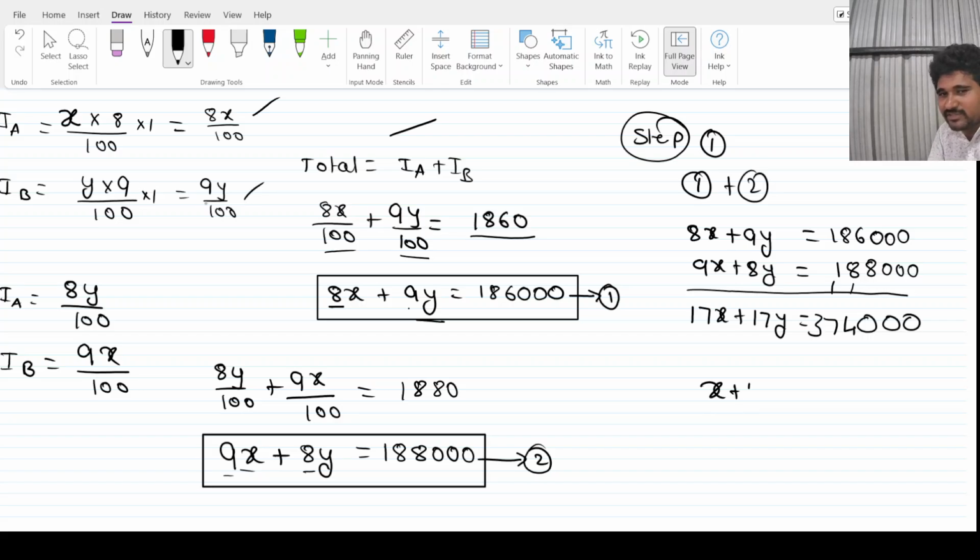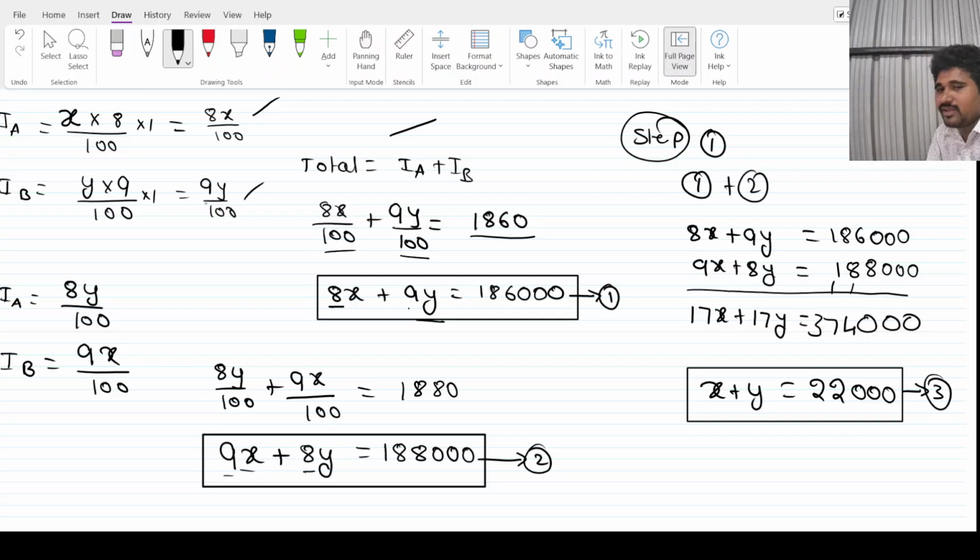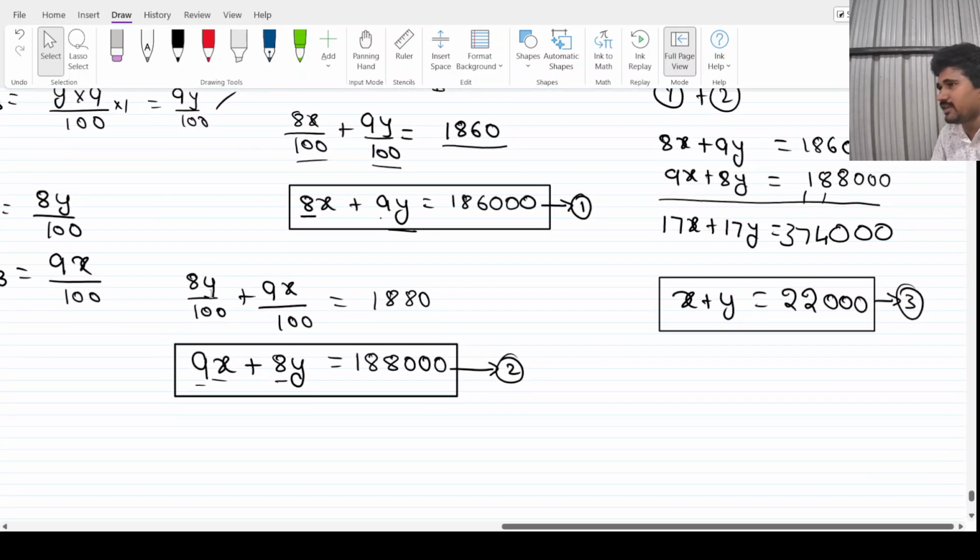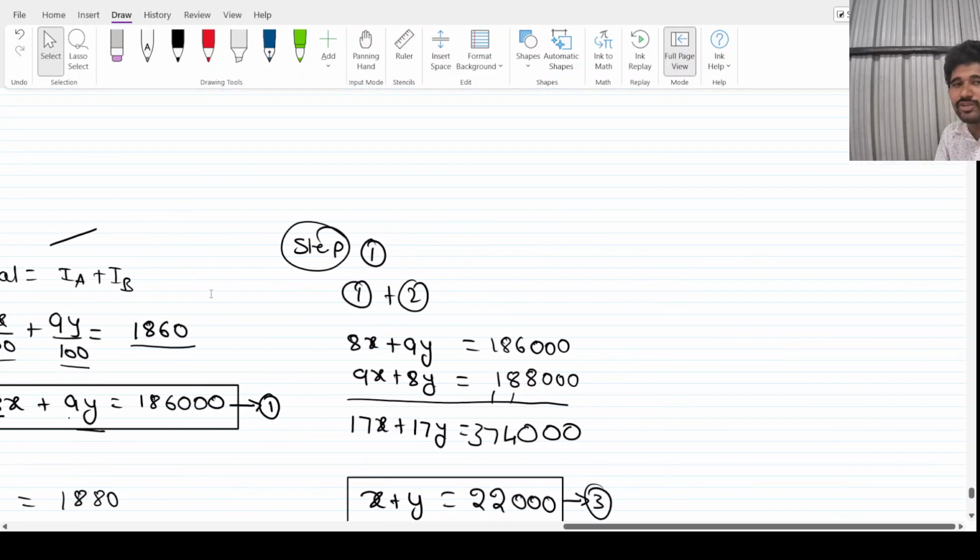So x plus y equal to, divide with 17 it will go. 17 twos are 34, right? Again 34 is coming. So 17 twos are 34, then zeros. x plus y equal to 22,000. This is your equation number 3. I am not elaborating the division; you should do the division. Clear?